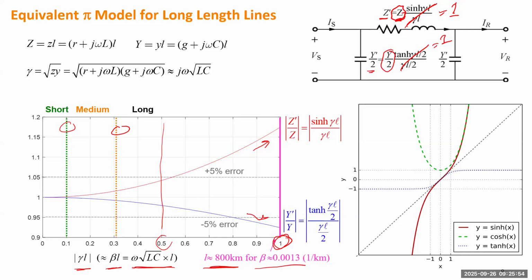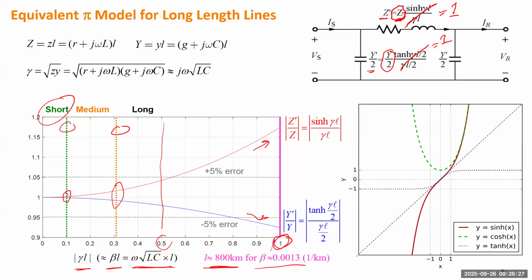So from here we can see whether those boundaries really make sense. If we study a short line, the error from using the lumped parameter model is very small. It's less than 1%, probably roughly just changing from 0.99 to 1.01. At the boundary of a medium line, the error is about 2%, maybe 2 to 3%. It's still okay.